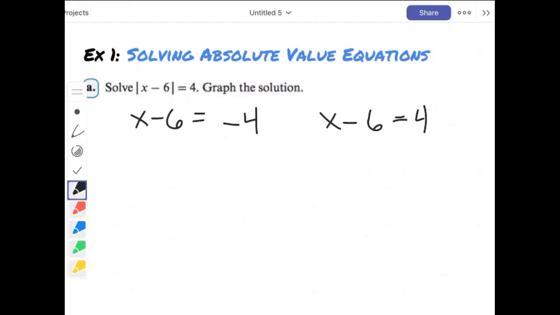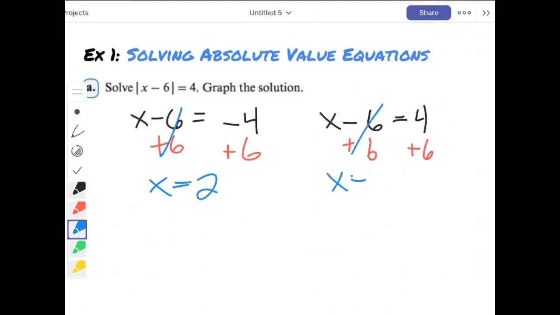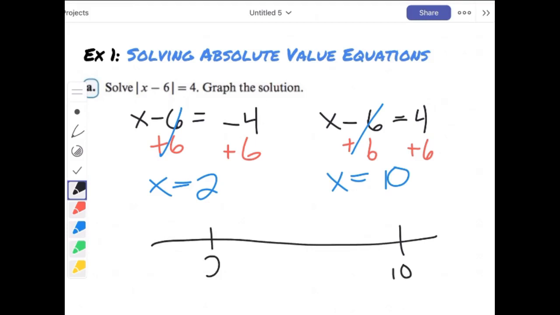Okay, and then it's just solving simply by adding 6 to both sides on all equations, really, since we have the same operation. So those will cancel out. We get x is equal to -4 plus 6 is 2, and x is equal to 10. So if we're graphing that, that's just going to be points. So we would have 10, we would have 2, we'd have a point there, we'd have a point there. Okay?